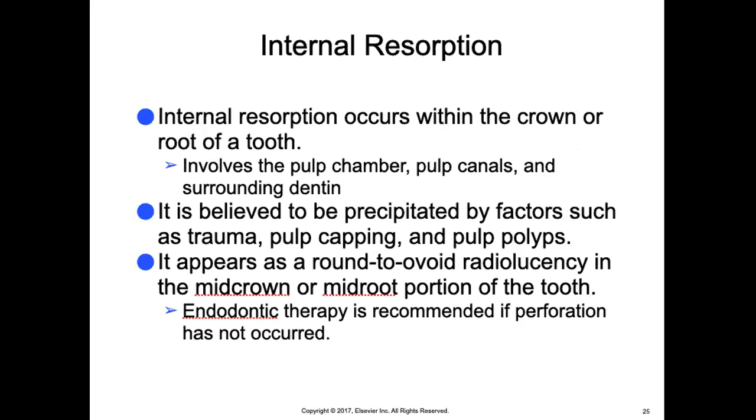Internal resorption results within the crown or root of the tooth. It involves the pulp chamber, pulp canals, and surrounding dentin. It is believed to be precipitated by factors such as trauma, pulp capping, and pulp polyps. It appears as a round to ovoid radiolucency in the mid-crown or mid-root portion of the tooth. Endodontic therapy is usually recommended if perforation has not already occurred. So these are generally asymptomatic, meaning there are no symptoms with the patient. Treatment is variable, although it's usually not very successful. And if the tooth is weakened by the resorptive process, an extraction is usually recommended.